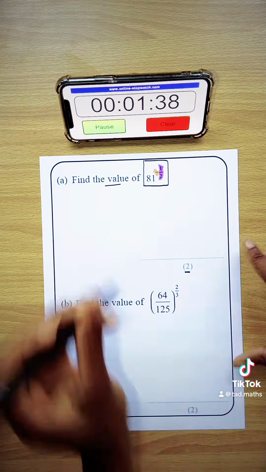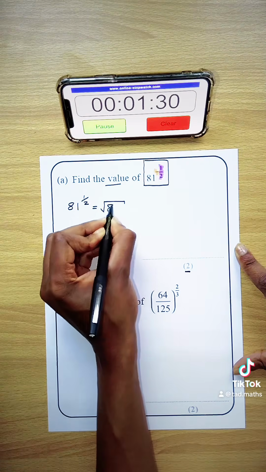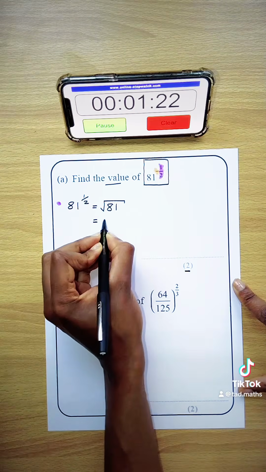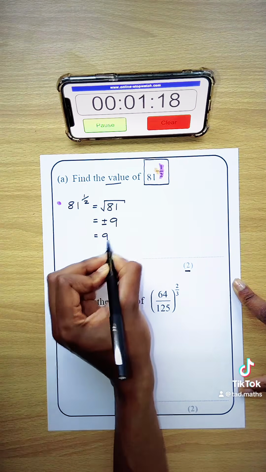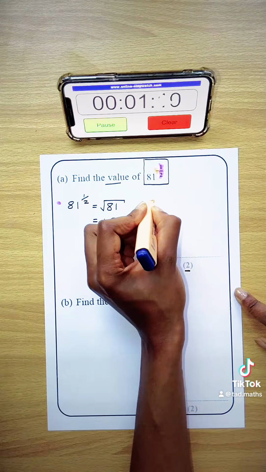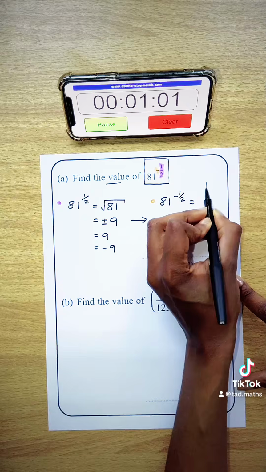There are 2 parts to this, the negative part of the power and the fraction part of the power. Fractional powers are roots, so what I'm going to do is take them one at a time, starting with the purple part, the fraction. 81 to the power of a half is the same as the square root of 81, which is positive 9, but also negative 9. Fractional powers are roots, negative powers are reciprocals.